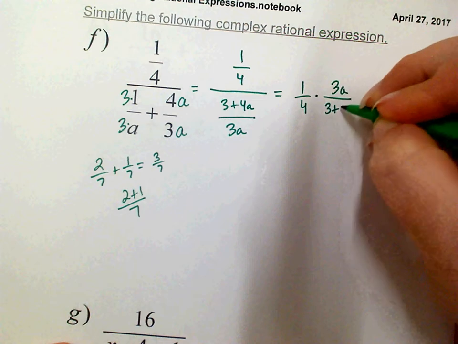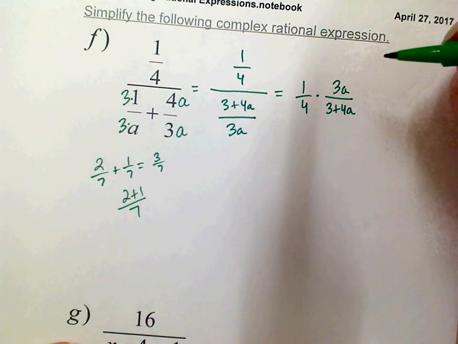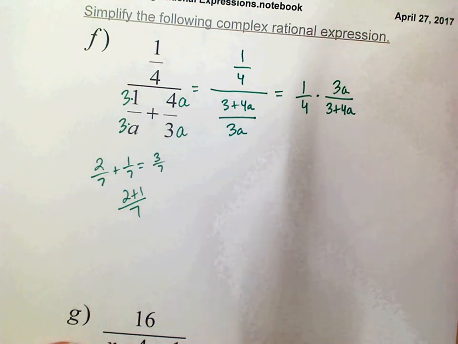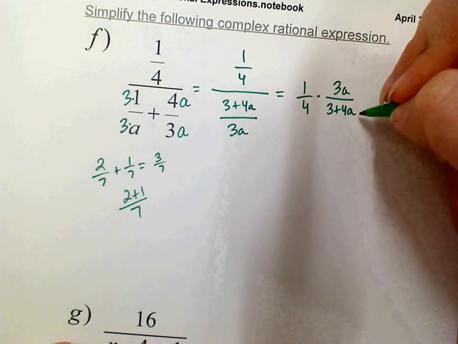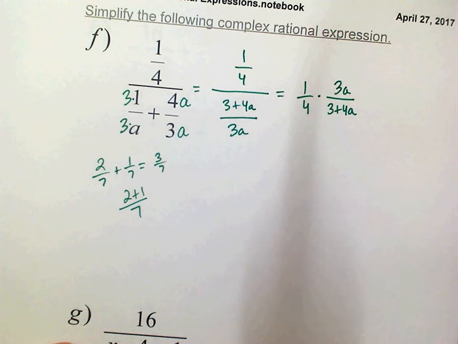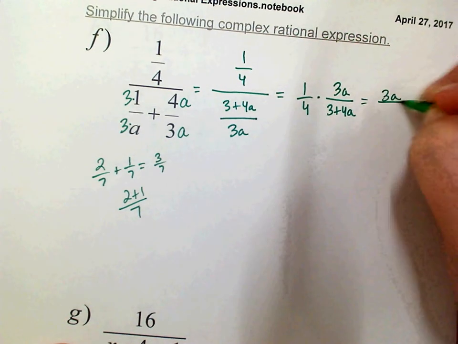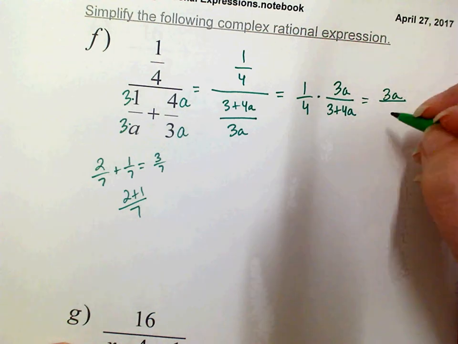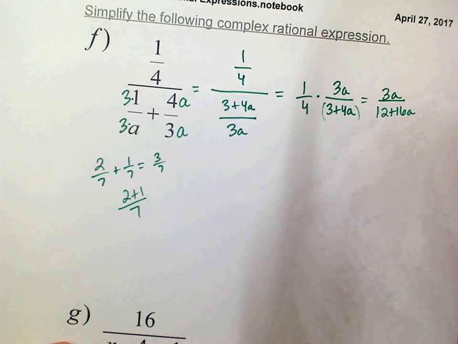Now, as far as simplifying, does anything cancel out? Well, this has a 3 and that has a 3, but this is 3 plus. This has an a and that has an a, but this is 3 plus 4a. Only if it's multiplication can I do that. So really my answer is just 1 times 3a, which is 3a. And this is 4 times 3 plus 4a. So I'm going to distribute that. 12 plus 16a, or 16a plus 12. Either way, that's my answer.